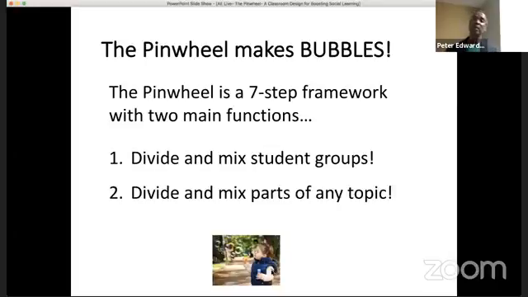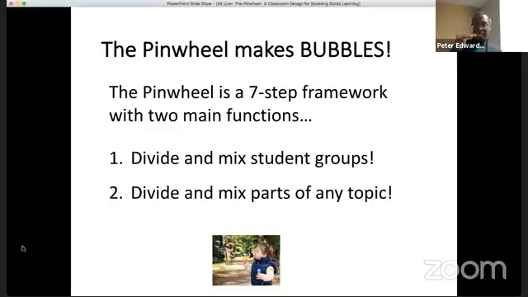Great. So the pinwheel, the idea is to make bubbles. What we're going to go through for the next few minutes are the 7 steps of this pinwheel framework, and basically what you need to do to be able to put this into your next class. So you can start using this very, very soon.